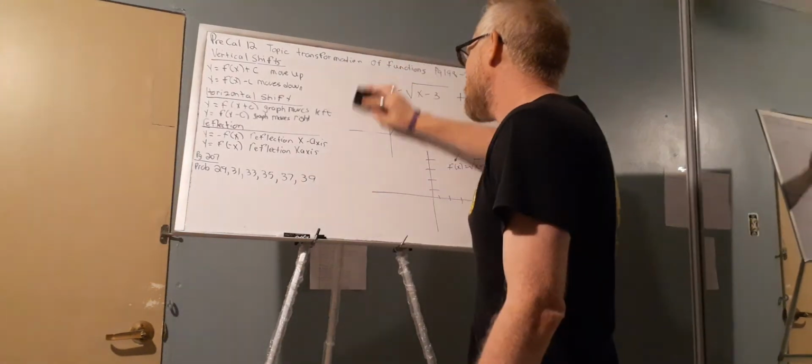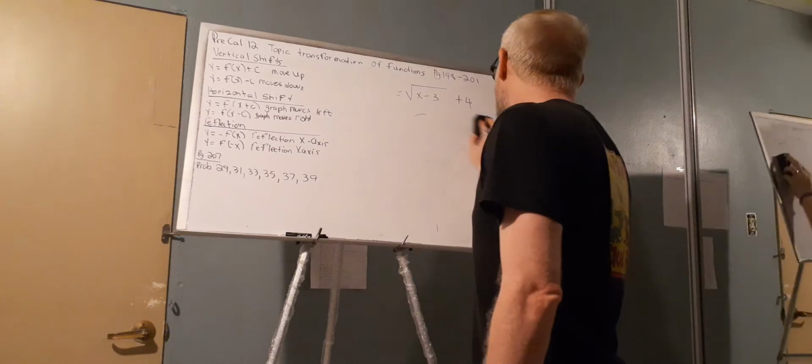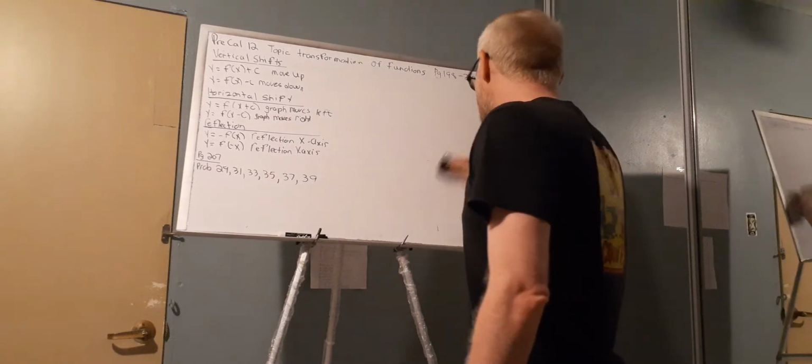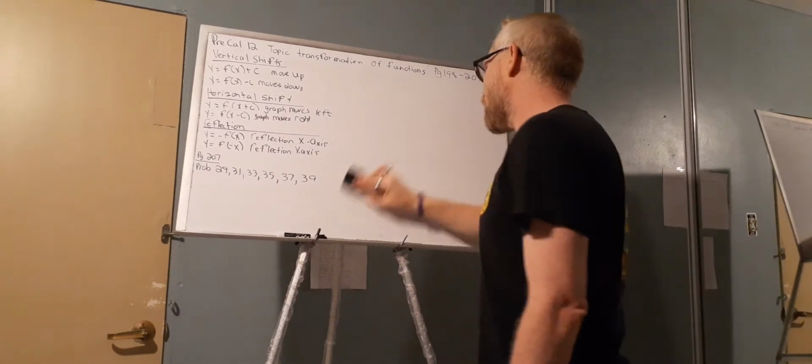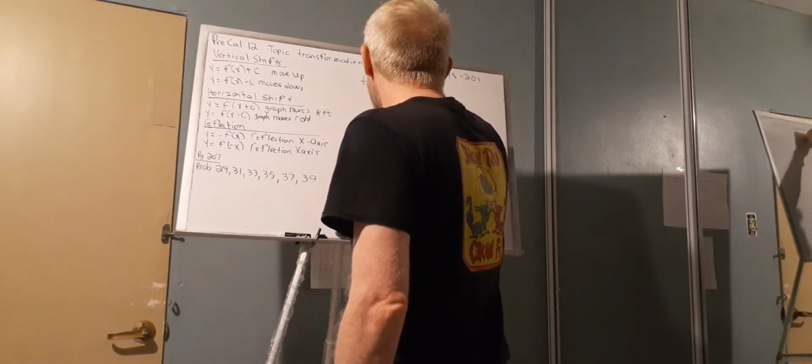So let's do example number 4. Example number 4, guys, is actually on page 201 of your textbook. So we're going to do example number 4, 4A and 4B. And before that, we're actually going to talk about our reflection now.